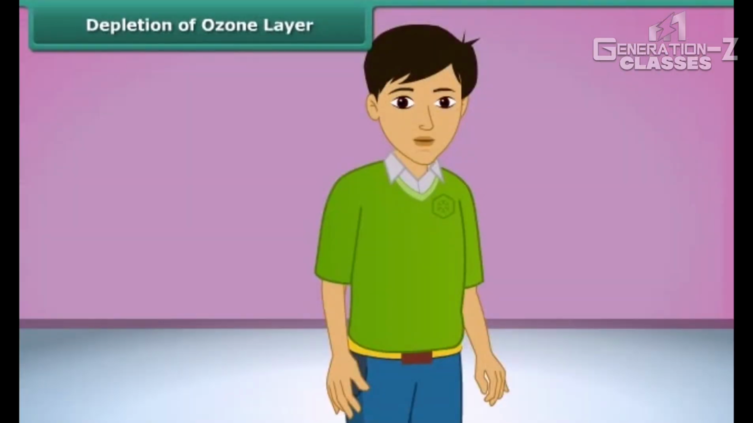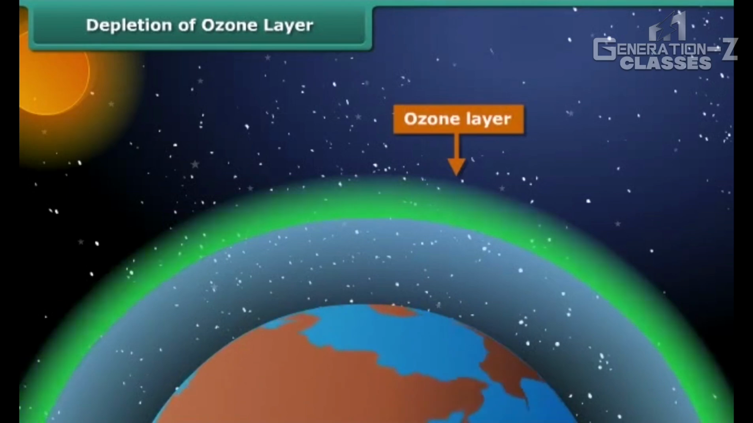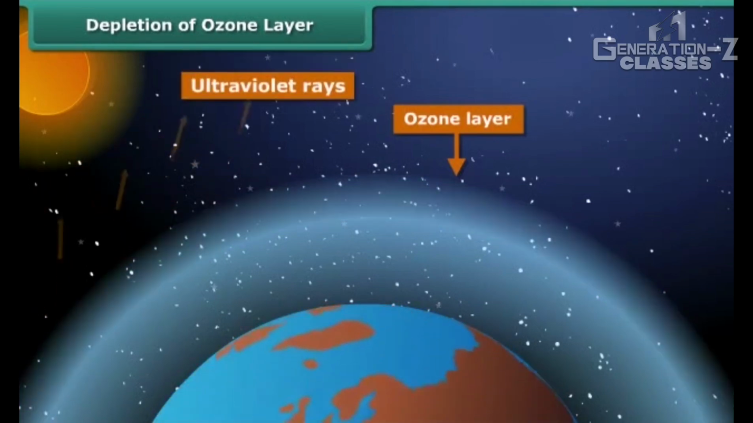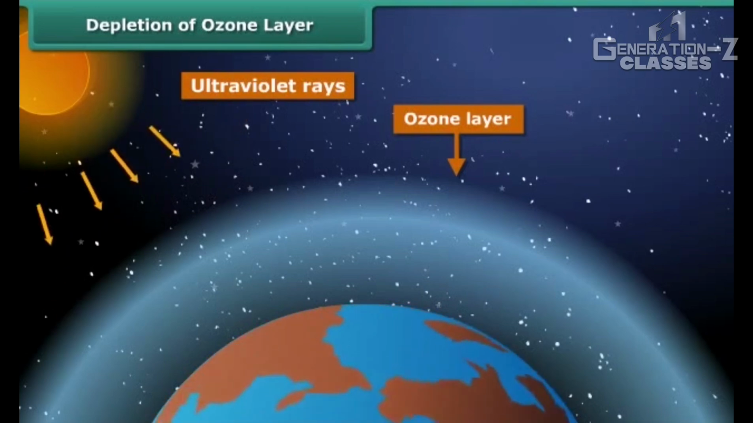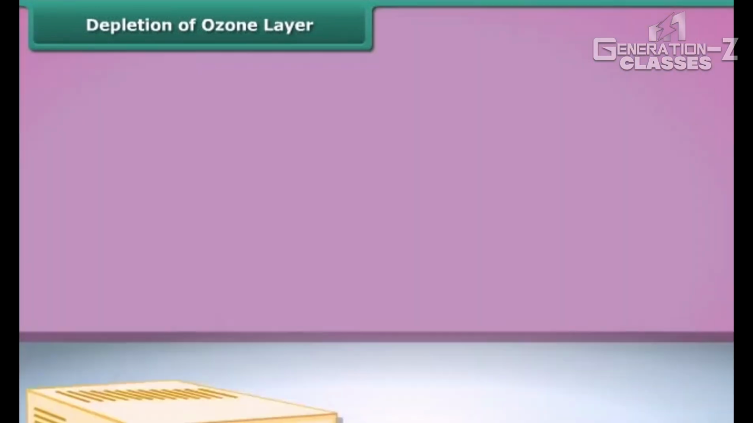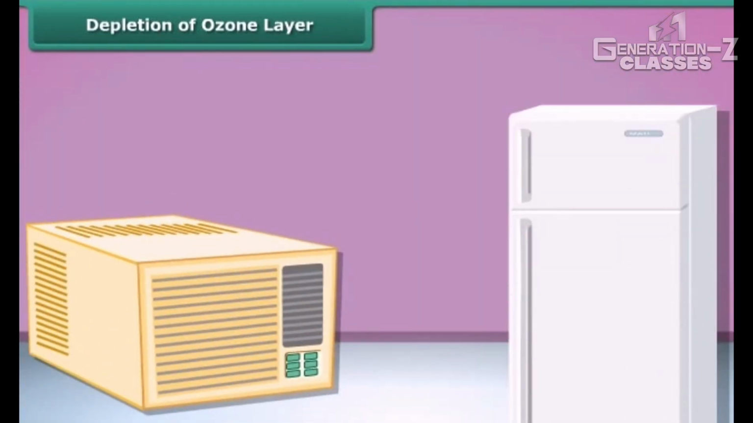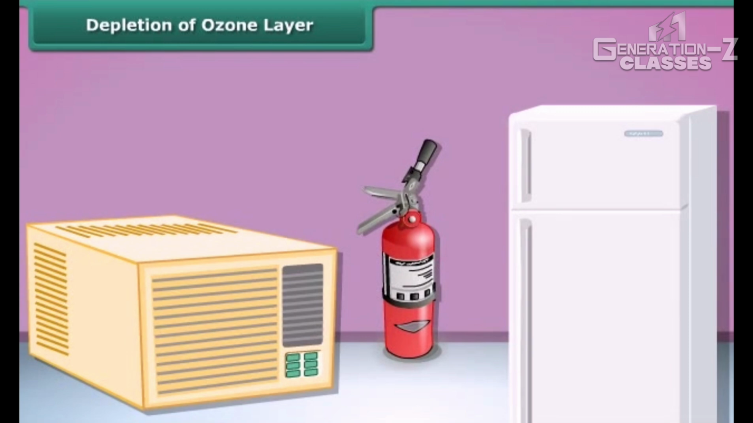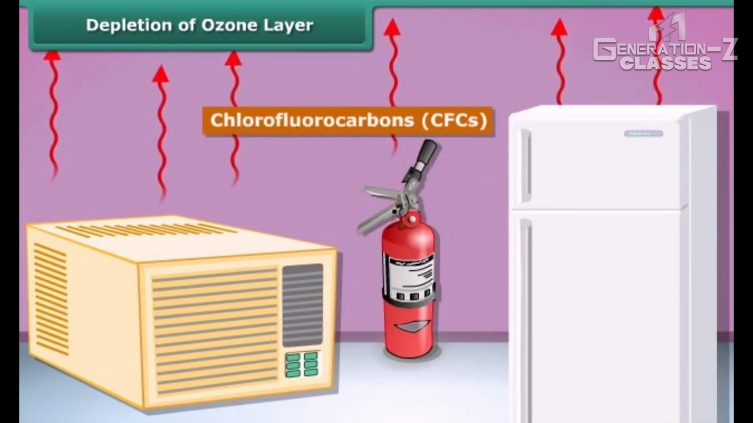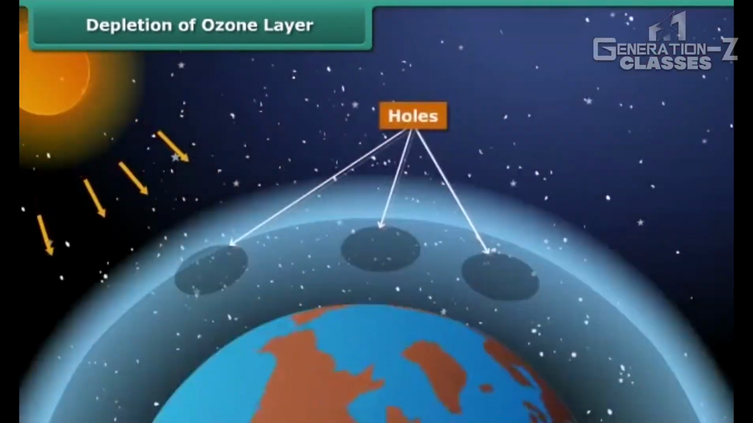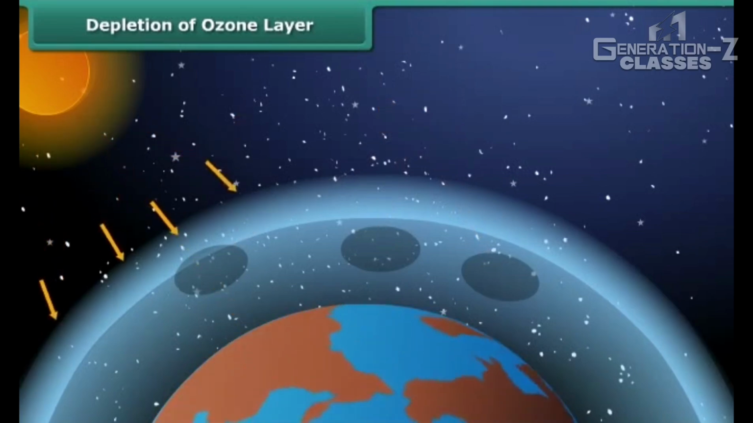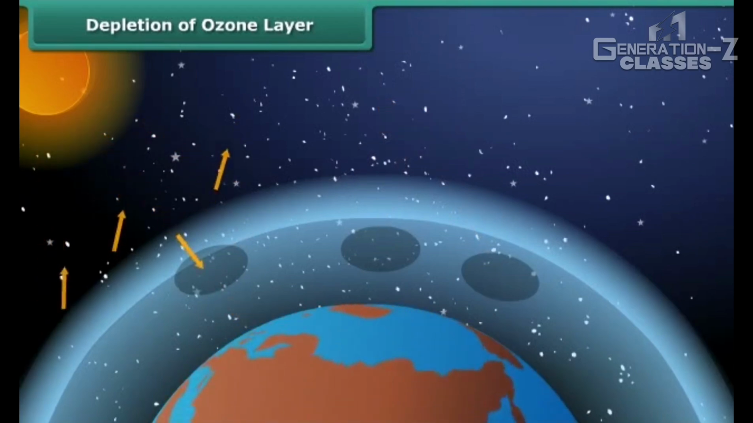Let us learn about the ozone layer. It is a layer of ozone gas in the upper atmosphere of Earth. What is its role? It protects us from harmful ultraviolet rays of the sun. Things like air conditioners, refrigerators, and fire extinguishers release chlorofluorocarbons, CFCs, into the atmosphere and create holes in the ozone layer. CFCs are another type of air pollutants.